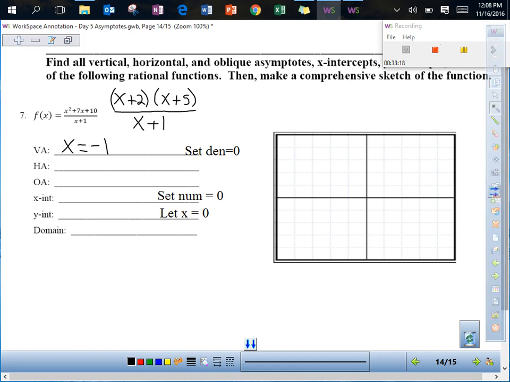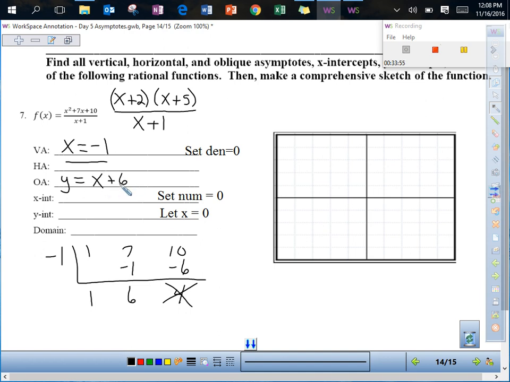There's no horizontal asymptote because the power in the numerator is 1 greater. So here's what I need to do. Set x plus 1 equal to 0 and get -1. List your coefficients, 1, 7, 10. Quickly do synthetic division, so drop that 1. -1 times 1 is -1. Added up is 6. -6 is 4. Throw this away. My oblique asymptote, y equal x plus 6.